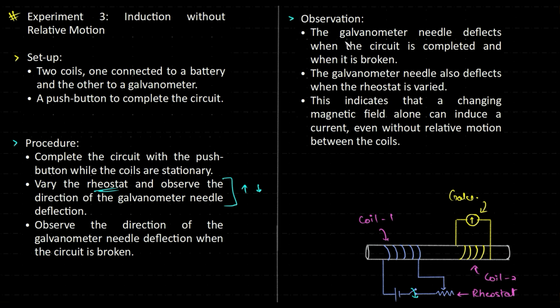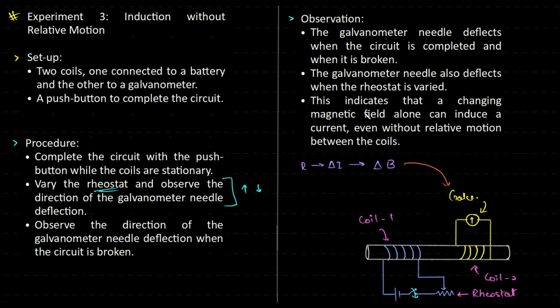But here the key thing is, what do we observe? The galvanometer deflects when the circuit is completed and broken. The galvanometer needle also deflects when the rheostat is varied. So why does this happen? When we change the resistor, right? When you switch on, switch off, the resistance is changing. It's moving from 0 to infinity and in between. So what happens? The current value changes. Because there is a change in current value, there is a change in magnetic strength. And so that has been exposed to your second coil.